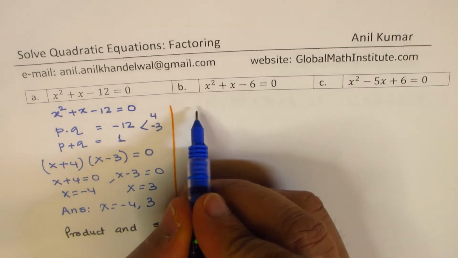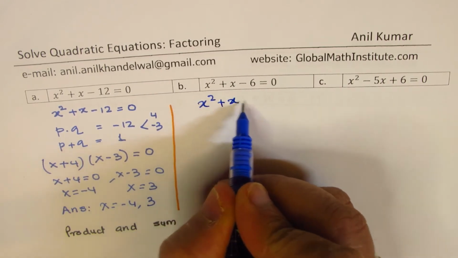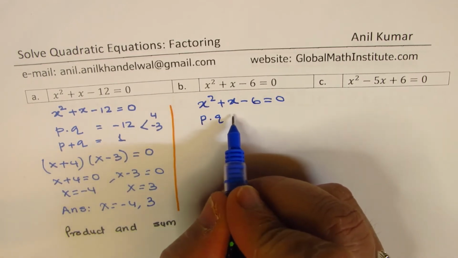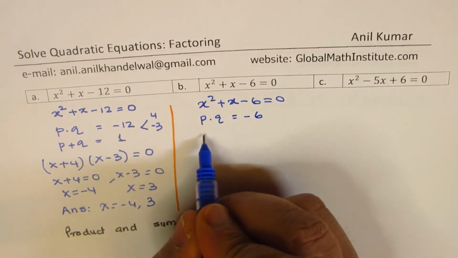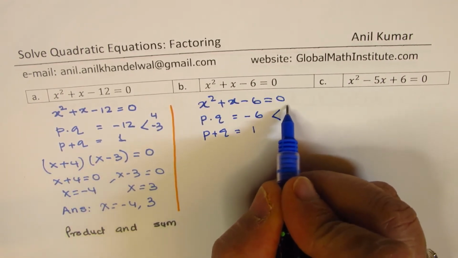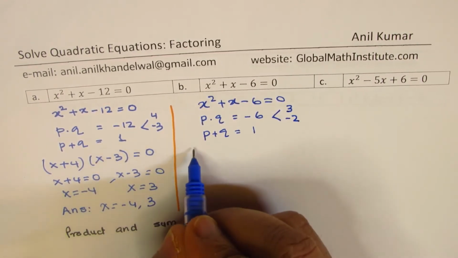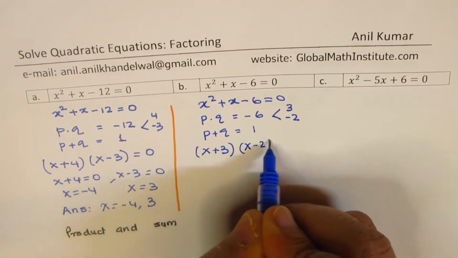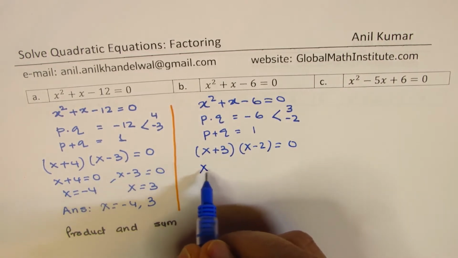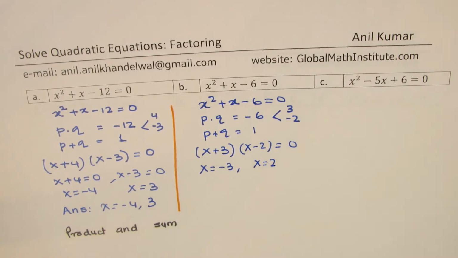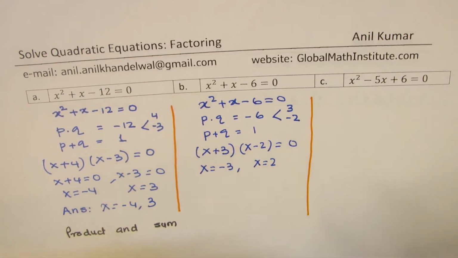Let's continue. So now we have x squared plus x minus 6 equal to 0. We're looking for a product of two numbers that should be equal to minus 6, and the sum should be equal to plus 1. Well, 3 times 2, 3 positive, 2 negative. So you can write this as x plus 3 times x minus 2 equals 0, and that gives you x equals minus 3, and this gives you x equals 2 as your solution. Perfect. So I hope you find it simple, right?